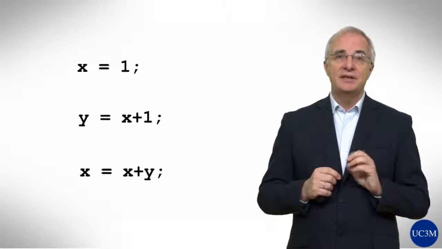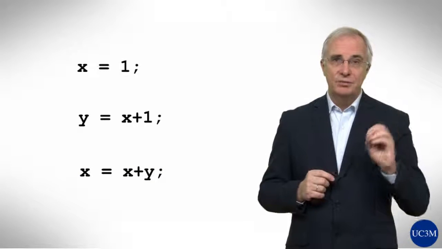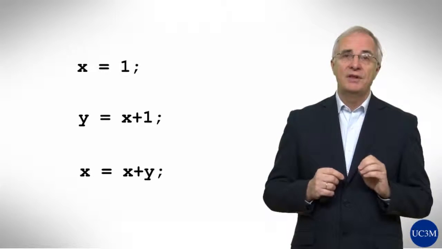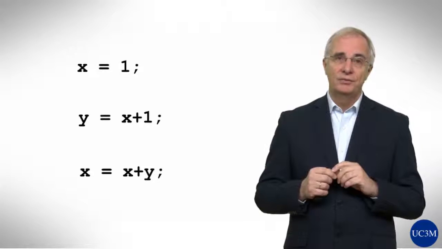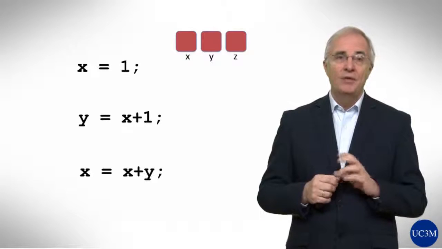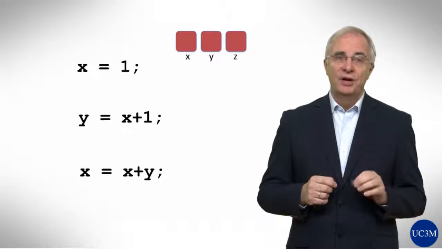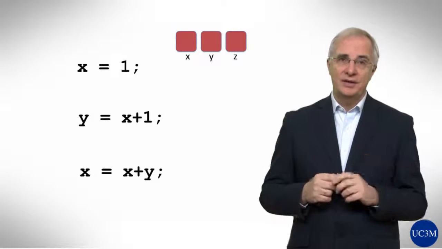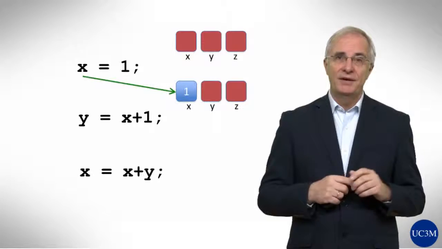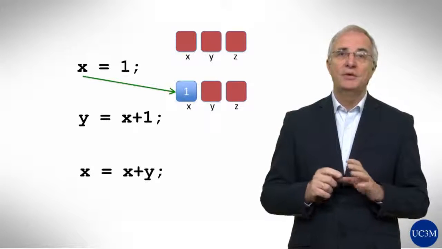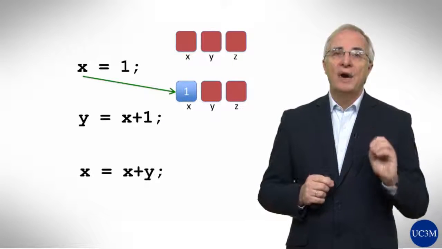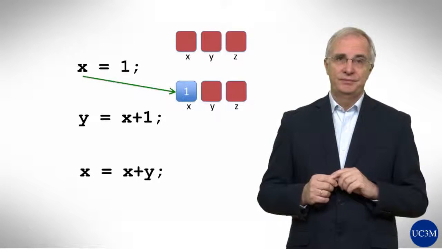Now let's try to understand the sequence of assignment statements as we can see here. To help our understanding, we will draw the variables with the values they hold. Imagine that we have three variables, x, y, and z. We don't know the initial values. We have a first statement that assigns 1 to x. So after execution, the content of variable x is 1. The rest remains unchanged. The next assignment statement is y equals x plus 1.